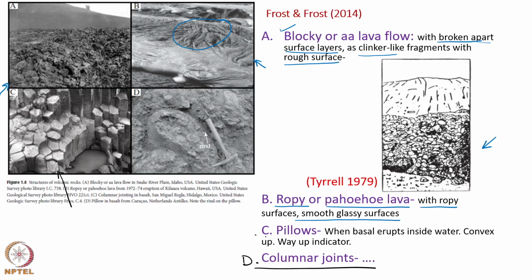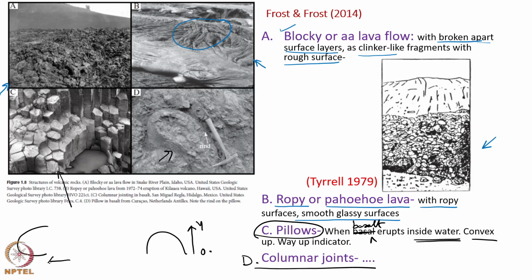Now, we are going to see the pillows. When the basalt erupts inside water, say sea water, then convex up geometry can be produced. This is a pillow structure and it is convex up. In cross section I can draw in this way, and this convex up direction is the Younging direction. So, if a pillow basalt is found of this geometry, that will mean that in the past this was the Younging direction, this is the old direction.